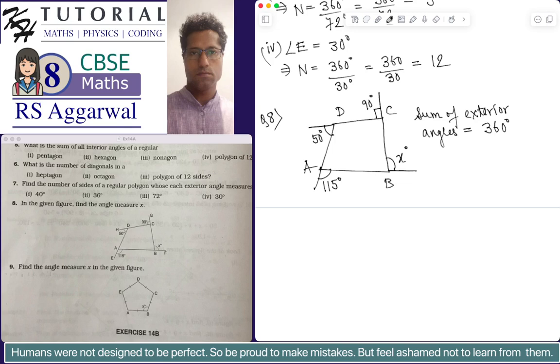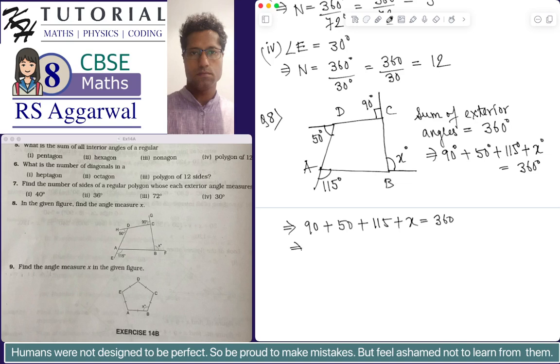Now, what is the sum of all the exterior angles for the given polygon? If we add up all the exterior angles, we get 90 degree plus 50 degree plus 115 degree plus x degree, so x is an unknown, is equal to 360 degree. If we ignore the degree, we get 90 plus 50 plus 115 plus x is equal to 360.